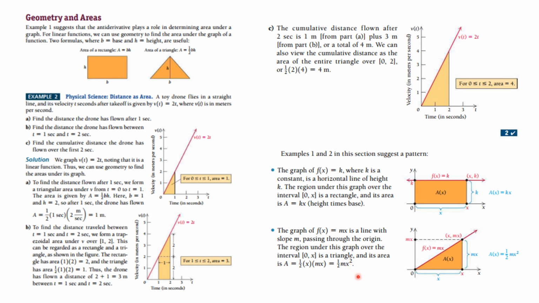Notice that m is a constant, so 1/2 mx squared is the antiderivative of mx, which is the equation of this line. Because m is a constant and x is the variable, you add 1 to the exponent and divide by the new exponent. So you add 1 to the exponent, you get squared, divided by 2, the new exponent, and you have this as the area.